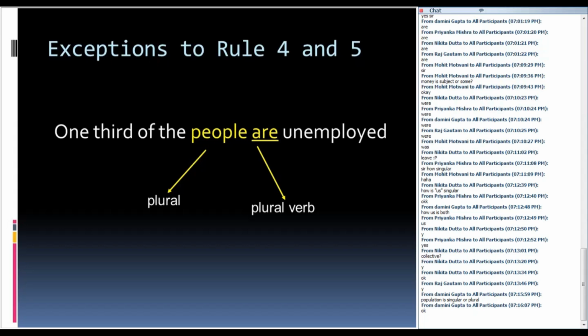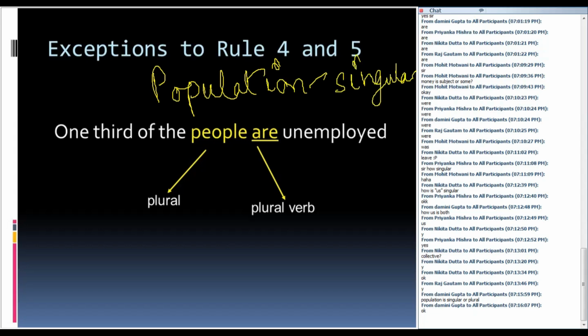And by the way, Damini, population is singular. We say population is increasing. Can we say population are increasing? The population has decreased.